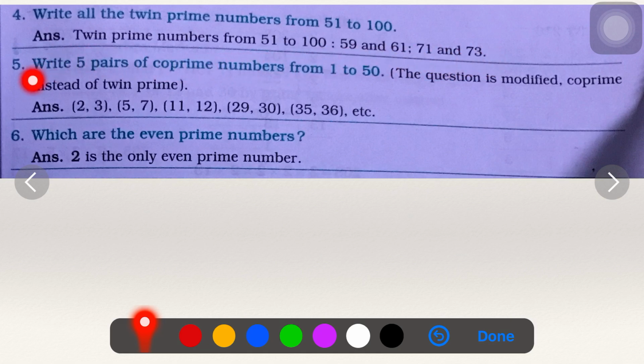Now see question number 5. Write 5 pairs of co-prime numbers from 1 to 50. That is 2, 3, 5, 7, 11, 12, 29, 30, 35, 36, etc. Now last question, which are the even prime numbers? So 2 is the only even prime number.